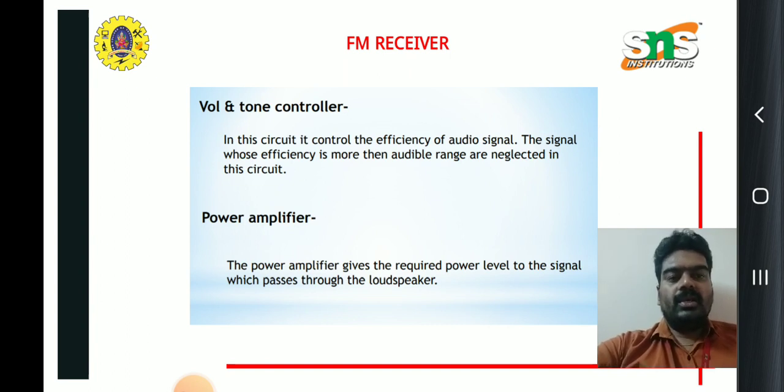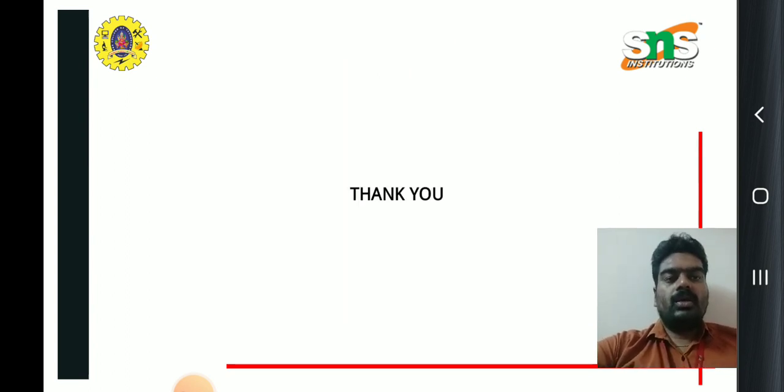So this is the power amplifier block's operation. So this is the total block diagram and its operation of the FM receiver.